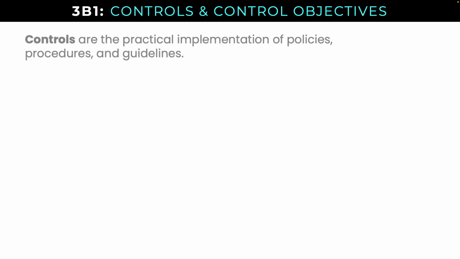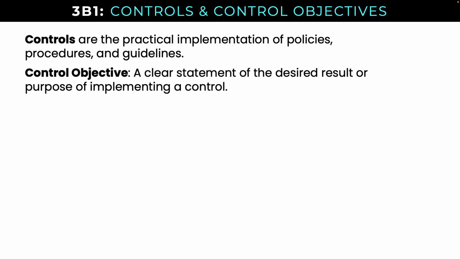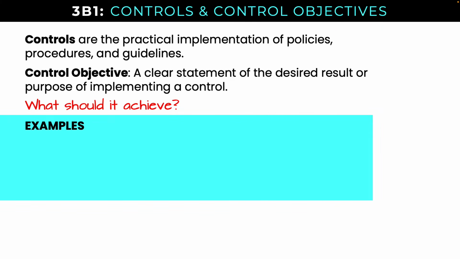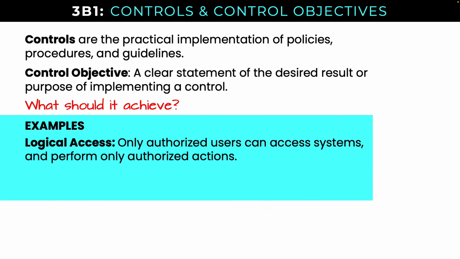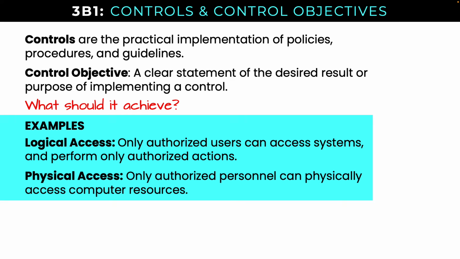So let's talk controls and control objectives. At a high level, controls are the practical implementation of policies, procedures, and guidelines. And we'll talk more about the categories of controls and the types of controls later in this session. A control objective is a clear statement of the desired result or the purpose of implementing a control. Essentially, what should it achieve? A couple of plain English examples. Logical access: only authorized users can access systems and perform only authorized actions. Physical access: only authorized personnel can physically access computer resources. Very plain language and clear to business and technical users alike.